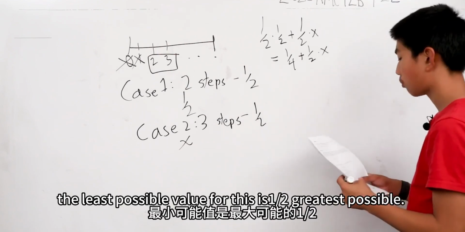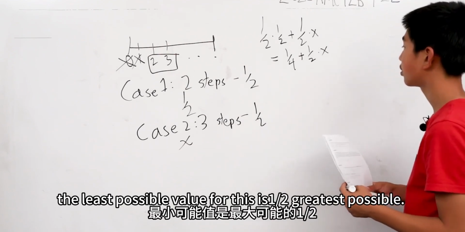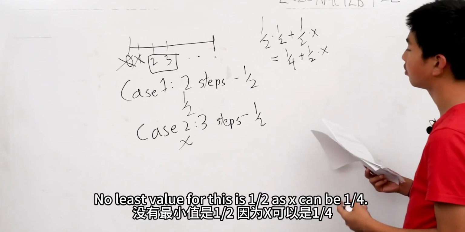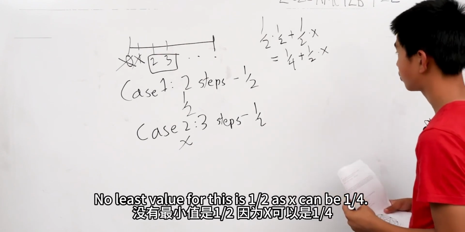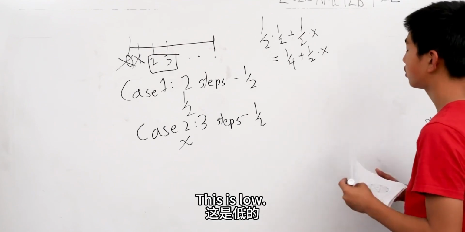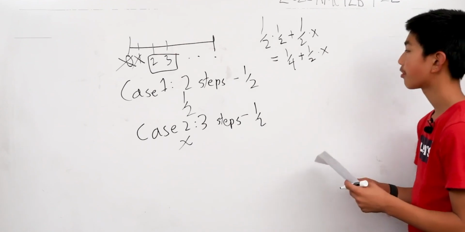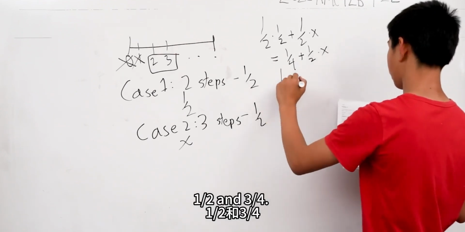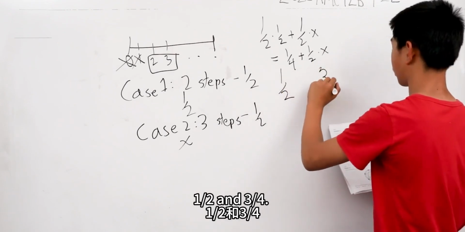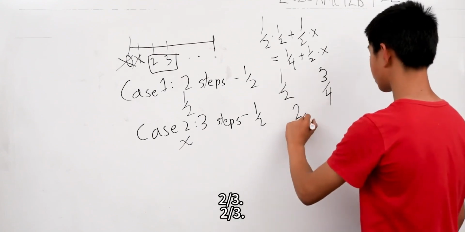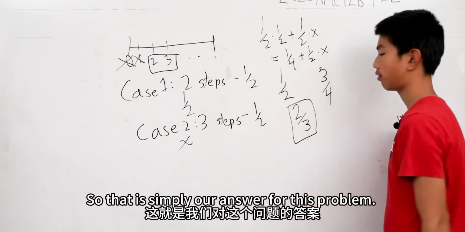So, the least possible value for this is 1/2, as x can be 1/4. This is x's lowest value. So, we have the bounds 1/2 and 3/4. What's in between there? 2/3, so that is simply our answer for this problem.